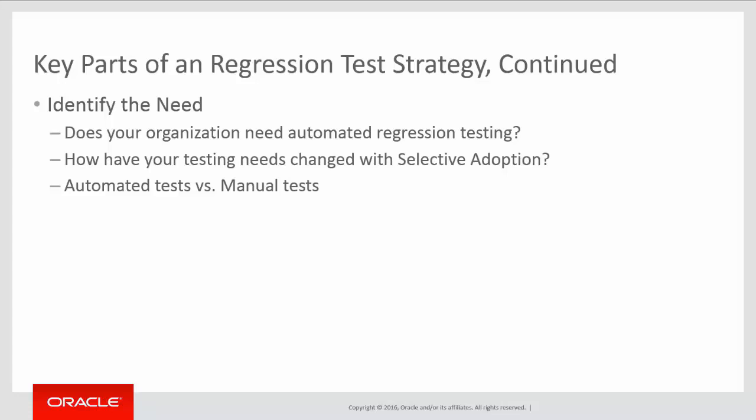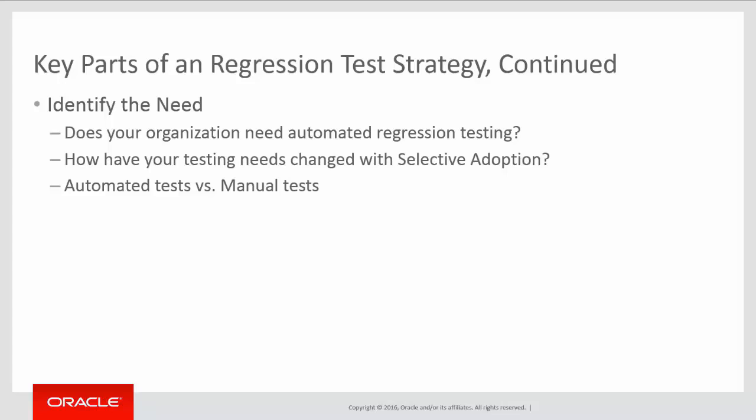We spent the first part of the discussion talking about how selective adoption has changed the way you maintain PeopleSoft applications. Your applications are more agile than they used to be. You apply maintenance and new features more often than you used to in the past. When you consider the amount of change with selective adoption, you very quickly come to the conclusion that automated regression testing is a requirement for success.